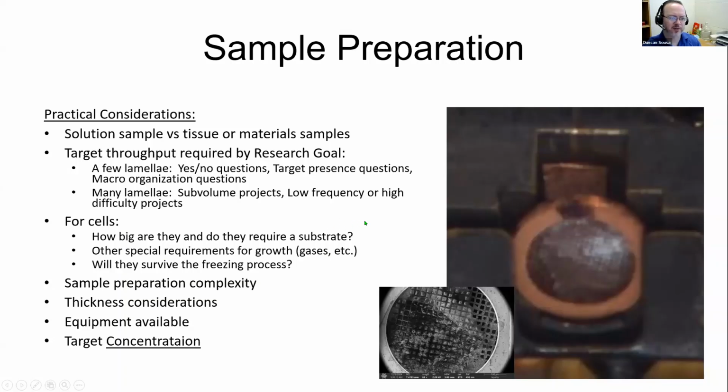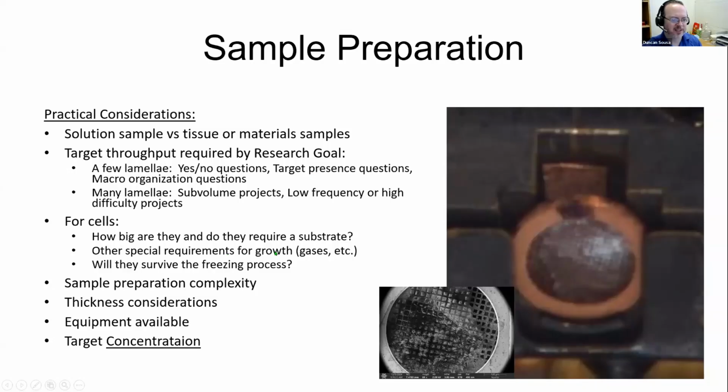Another consideration is for cells. So if you're looking at a cell, how big is this cell? Are we talking about a neuron that we're growing on a grid? What kind of substrate does it require? If it's something like a neuron and you've got active firing and things like this, once you've grown it on a gold grid, not copper here, obviously, but if I move it out of its currently happy state, is it going to immediately die? This can be a problem and will inform your choice of exactly how you're going to freeze it.